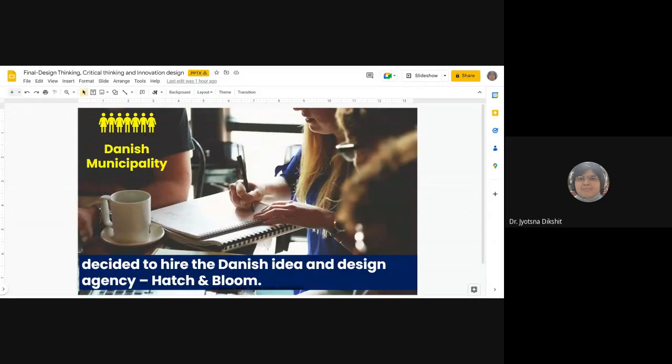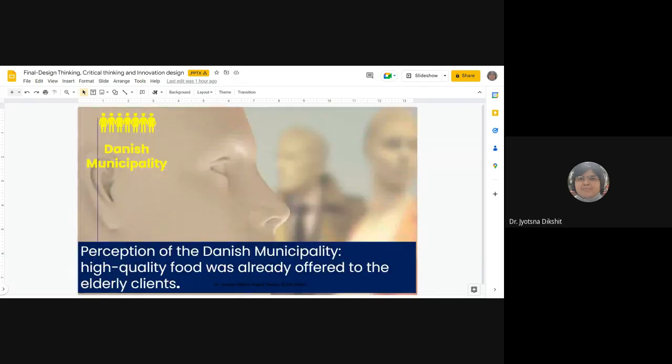So what happened is that after reviewing this data and looking at the growing social problems, the Danish municipality decided to hire the idea and design agency Hatch and Bloom to facilitate them in coming out with a creative solution, and which at least will resolve the problems faced by the Danish municipality as well as the senior citizens.